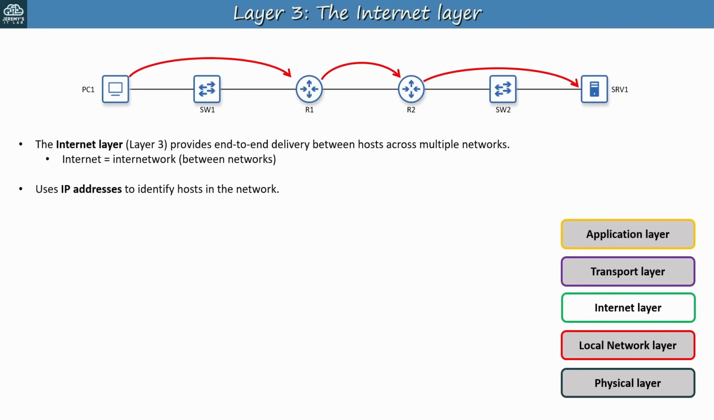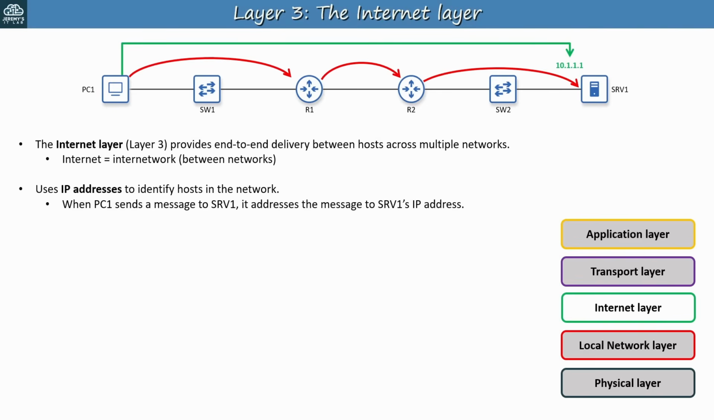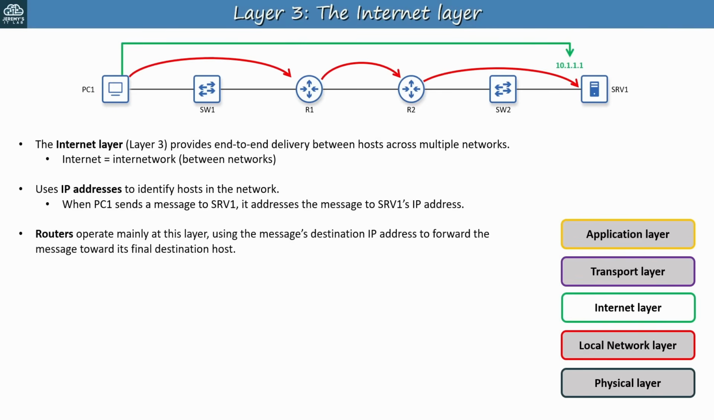It uses IP addresses to identify hosts in the network, kind of like a home address. In our example, server 1 has the IP address 10.1.1.1. So when PC1 sends a message to server 1, it addresses the message to server 1's IP address. Routers operate mainly at this layer, using the message's destination address to forward the message toward its final destination host. There are a few protocols at this layer that you'll learn about for the CCNA. IP, both version 4 and version 6, and ICMP, the Internet Control Message Protocol.